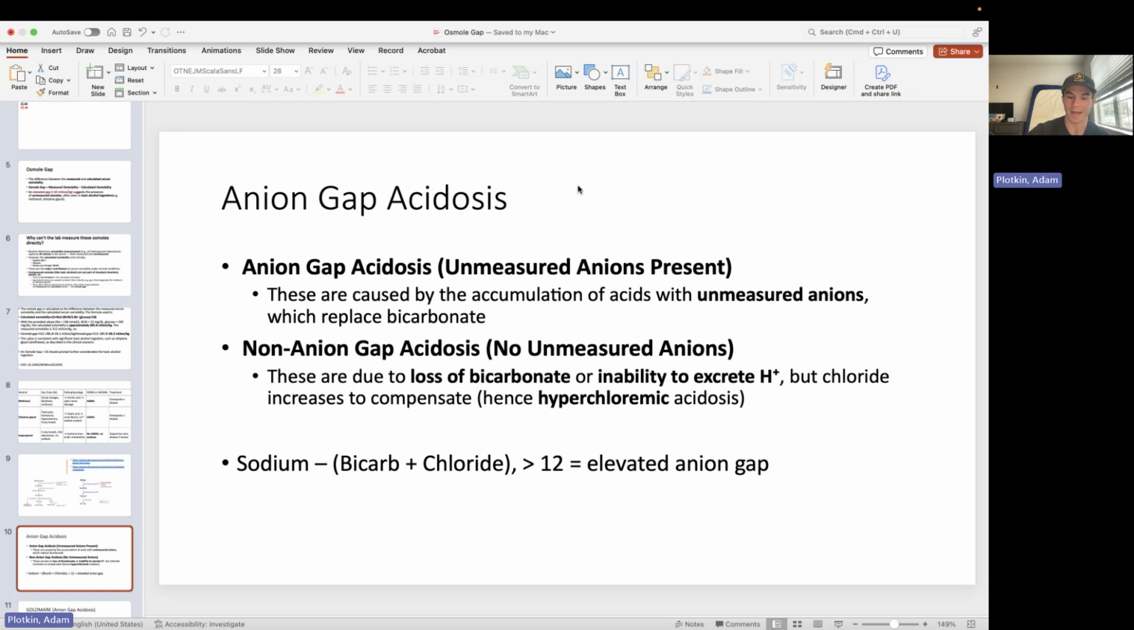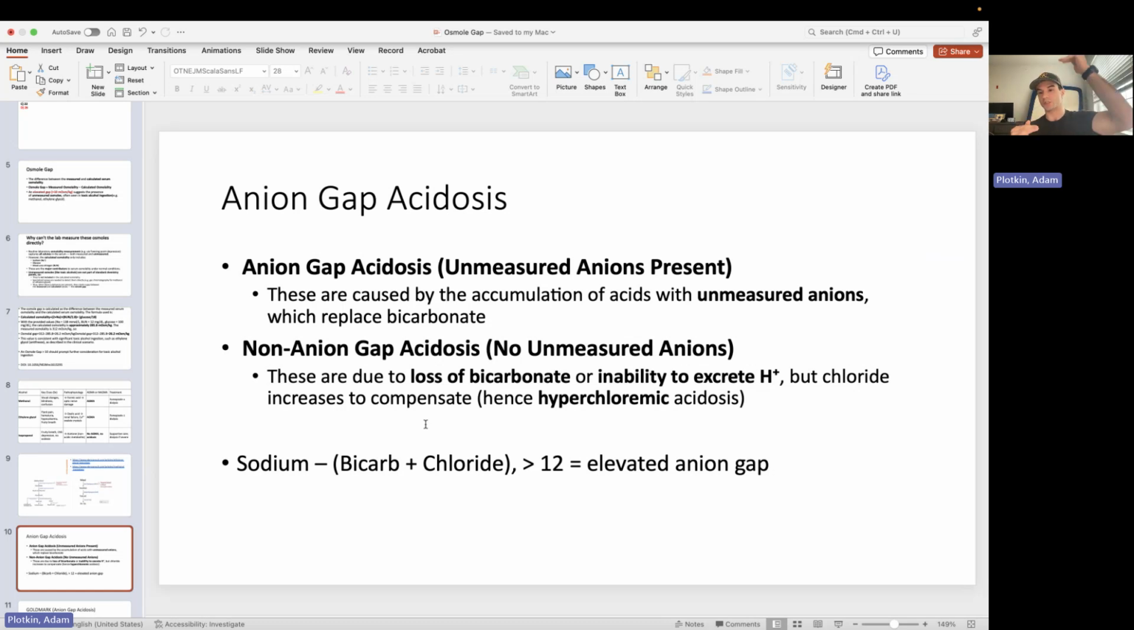For the non-anion gap metabolic acidosis, these are due to loss of bicarb or an inability to excrete hydrogen, but instead the chloride is going to increase to compensate. So let's say your patient has diarrhea. In diarrhea, we classically lose bicarb. Your kidney is going to sense that, and because there are no excess unmeasured anions, your body is basically sensing, hey, my negative charge is going down because I'm losing this bicarb, so the kidneys hold on to chloride.